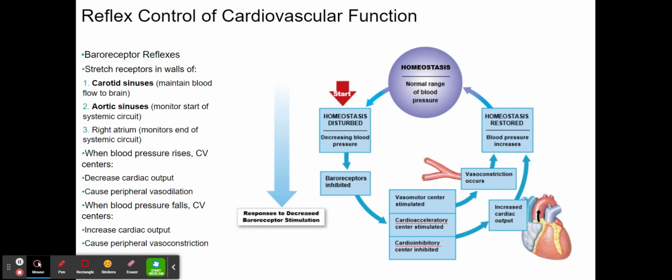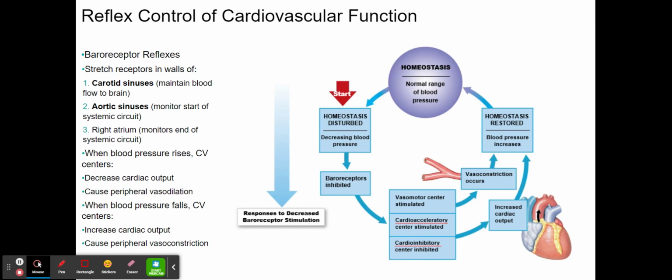Aortic baroreceptors monitor blood pressure within the ascending aorta. Any changes trigger the aortic reflex, which adjusts blood pressure to maintain adequate blood pressure and blood flow through the systemic circuit. Carotid sinus baroreceptors trigger reflexes that maintain adequate blood flow to the brain. The carotid sinus receptors are extremely sensitive because blood flow to the brain must remain constant.